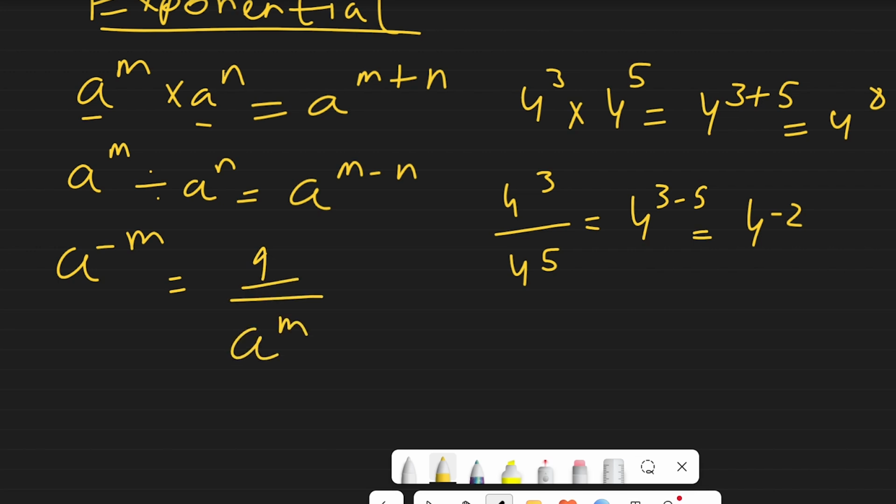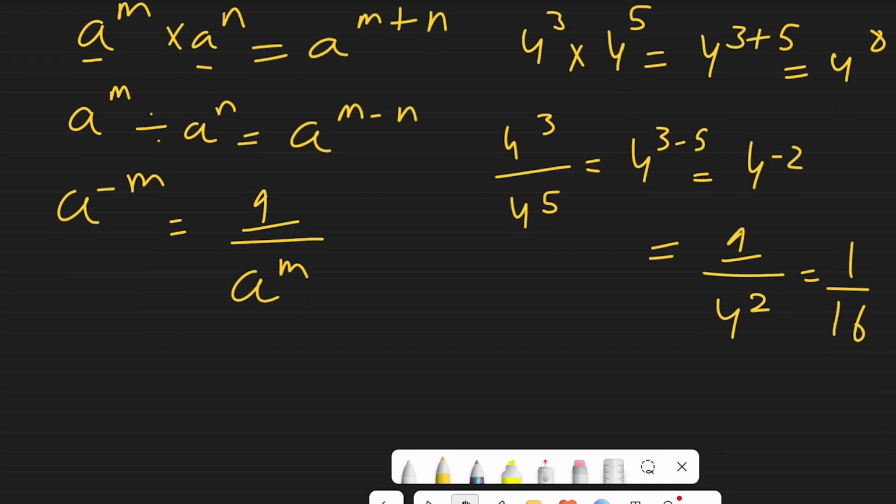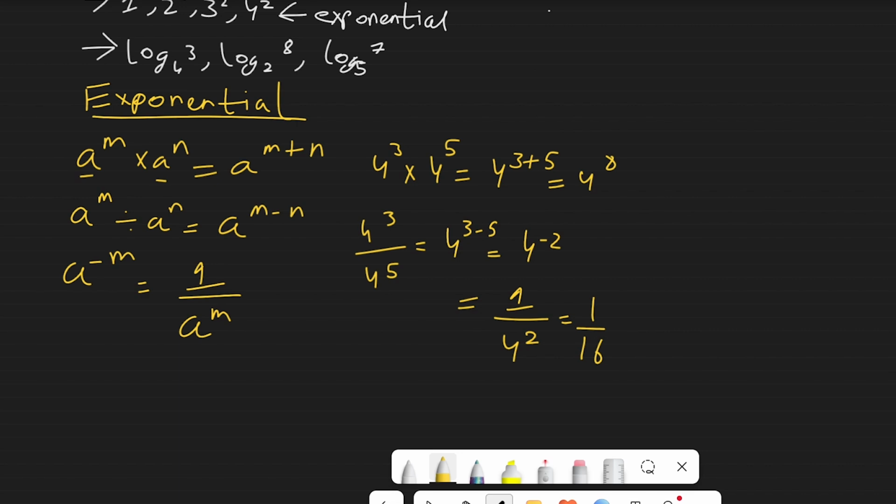Okay, so I'll take the same example over here. It could be represented as 1 over 4, and the power would become positive in the denominator, so it would become 1 over 16. Okay, so these are some basic rules of exponents. Okay, and you may already be familiar with these. You may have learned these in your maths courses in your earlier years, but this is just a revision of those.